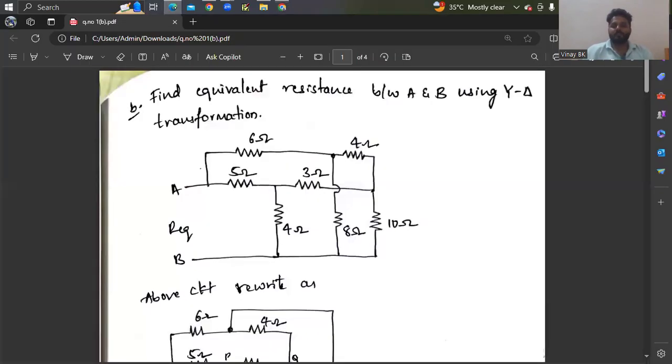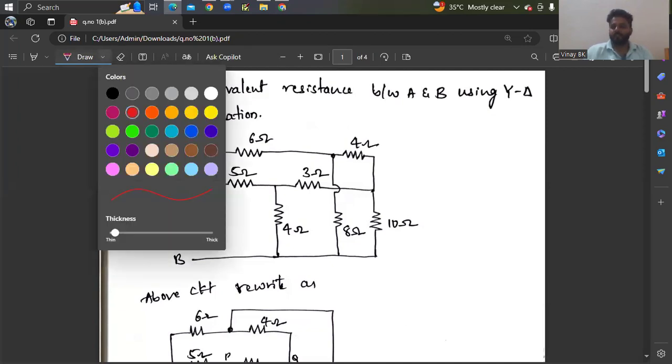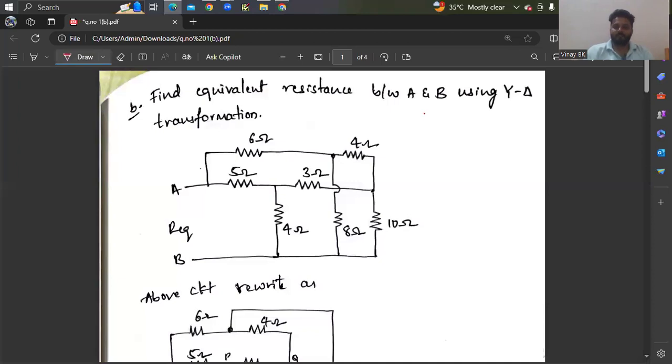Now you can see question number B: find the equivalent resistance between A and B using star delta transformation. This is the circuit that is given. Now you can see this 8 ohm resistor between A and B is disconnected. You have to rewrite the circuit diagram, so now let us rewrite the circuit diagram.